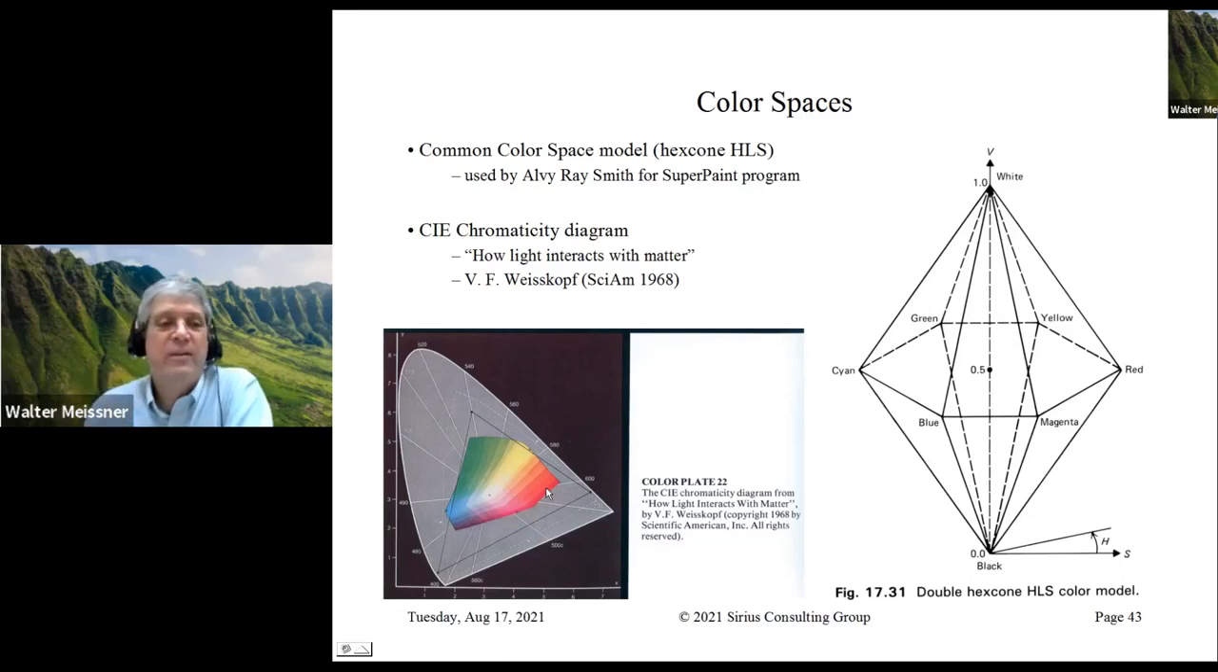Of course, later on, digital photography comes along and people are not happy with the limited color range. And then they added Adobe color spaces and other color spaces. But you'll have to watch Griff's talk to see the rest of that. Now, Alvy Ray Smith is another key person. He developed the SuperPaint program, and he needed a color model for it. And he developed this double hex cone system, hue, luminosity, and saturation. So here's black, here's white, here's the halfway point, and around this hexagon are the primary and secondary colors.